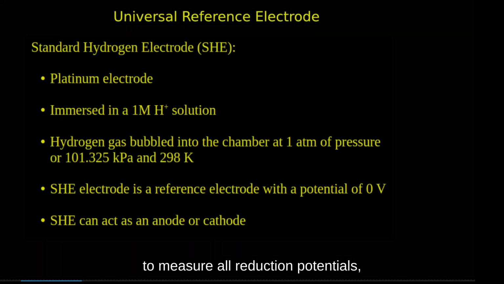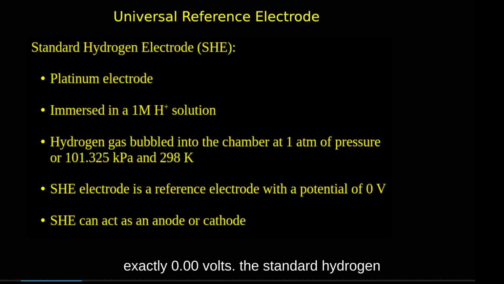To measure all reduction potentials, chemists need a universal reference electrode. That reference is the standard hydrogen electrode, assigned a potential of exactly 0.00 volts. The standard hydrogen electrode, or SHE, is fundamental in electrochemistry for determining standard electrode potentials. It operates under strict standard conditions, such as a platinum electrode immersed in a 1 molar acidic solution with hydrogen gas bubbled at 1 atmosphere pressure and maintained at 298 Kelvin.